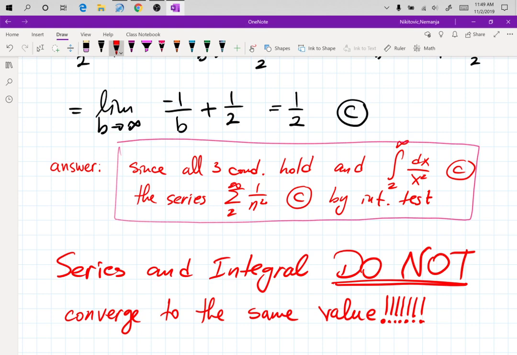Series and integral do not converge to the same value. So now is the time to look at our paper again. We are going to go to the geometric and telescoping series, which are 10.3. And notice that those are the only two where you know what they converge to. Those are the only two that give you the sum. The other 8, when they converge, you have no clue what value they converge to. We don't have the formulas for it.